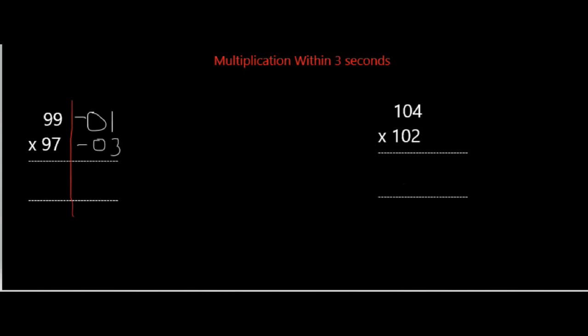Now you need to multiply this 01 with 03, which will give me 03, and then you need to do a crosswork. For example, 99 minus 03 or 97 minus 01, which both will give 96. So there is my answer.